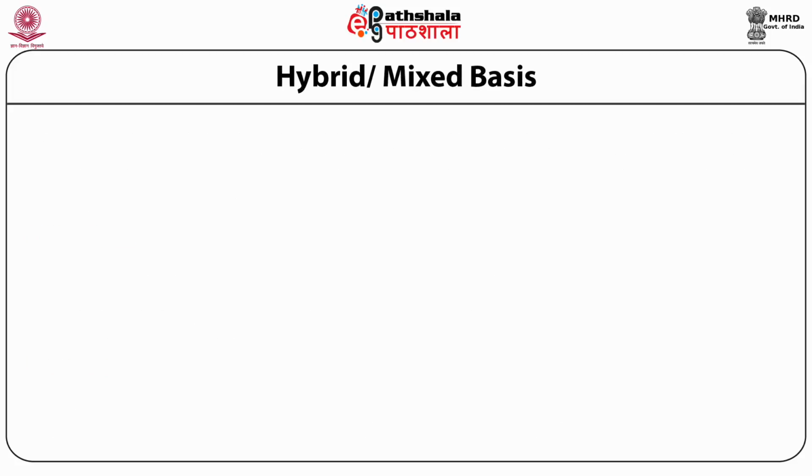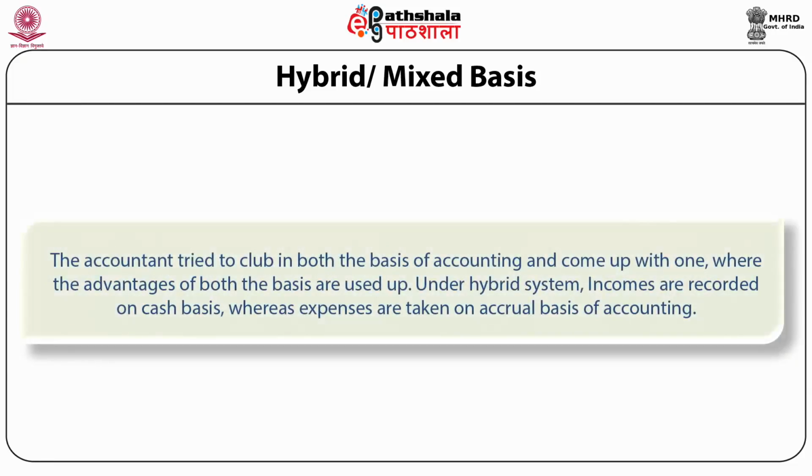Hybrid or mixed basis. The accountant tried to club in both the bases of accounting and come up with one where the advantages of both the bases are used up. Under the hybrid system, incomes are recorded on cash basis, whereas expenses are taken on accrual basis of accounting.